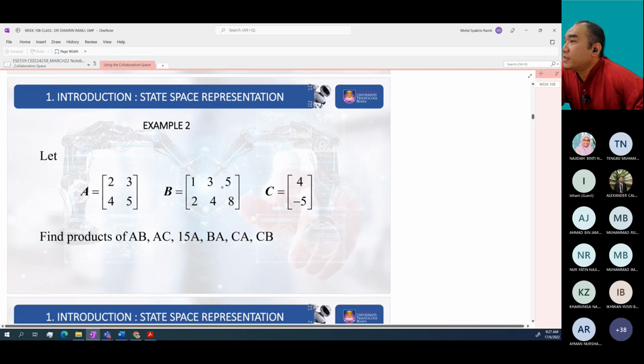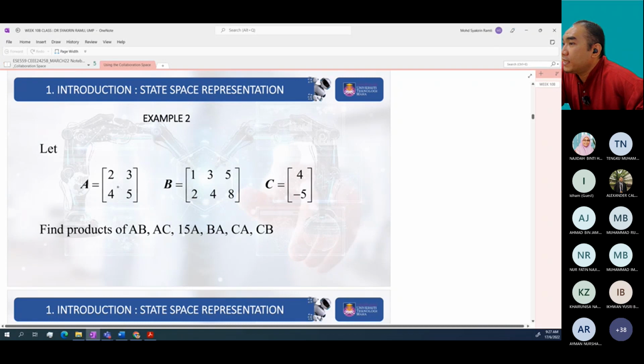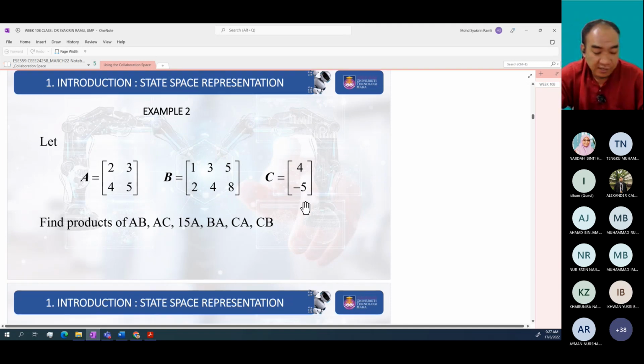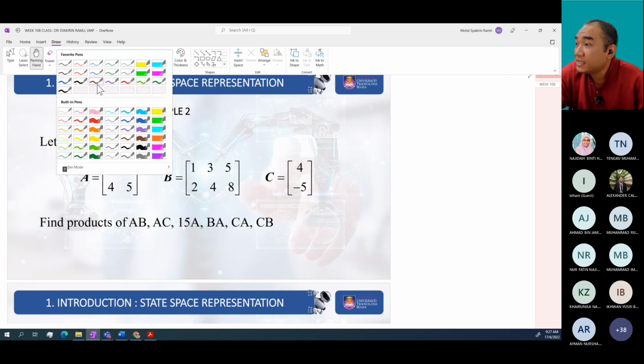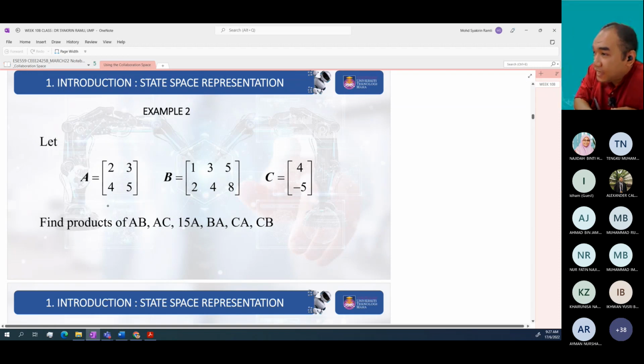Okay, let's move on to the next example. We have a multiplication between matrices. Matrix A is given by 2, 3, 4, 5. B is 3, 5, 2, 4, 8. C is 4, minus 5. In terms of dimension, you can see that matrix A is 2 by 2, matrix B is 2 by 3, and matrix C is 2 by 1.